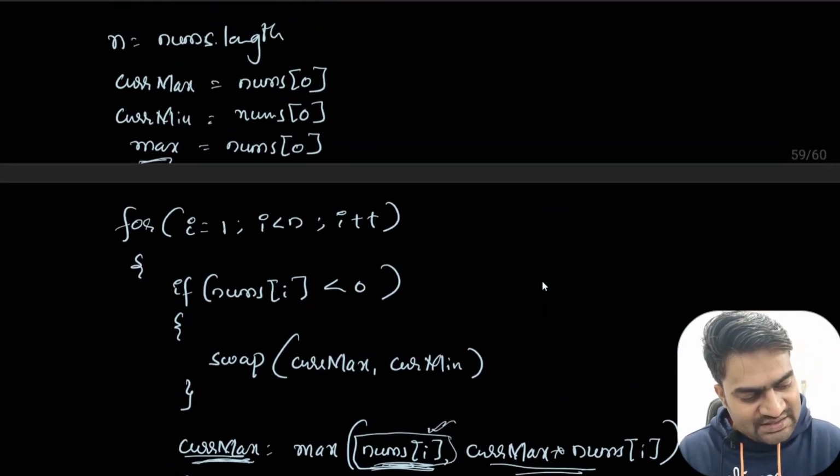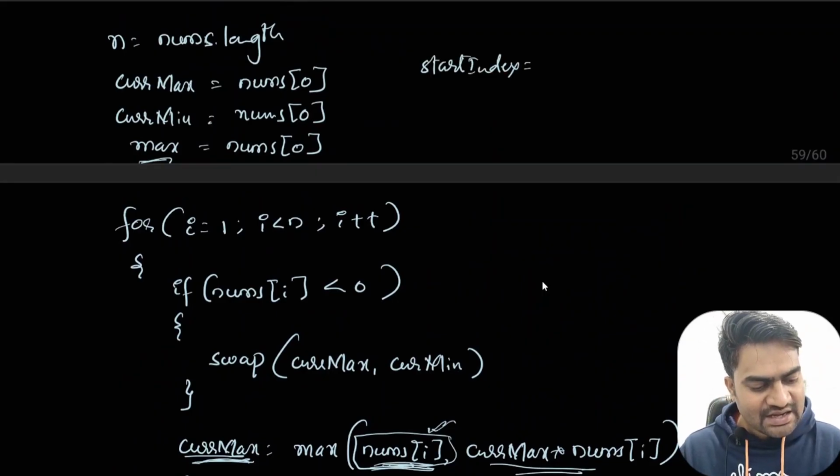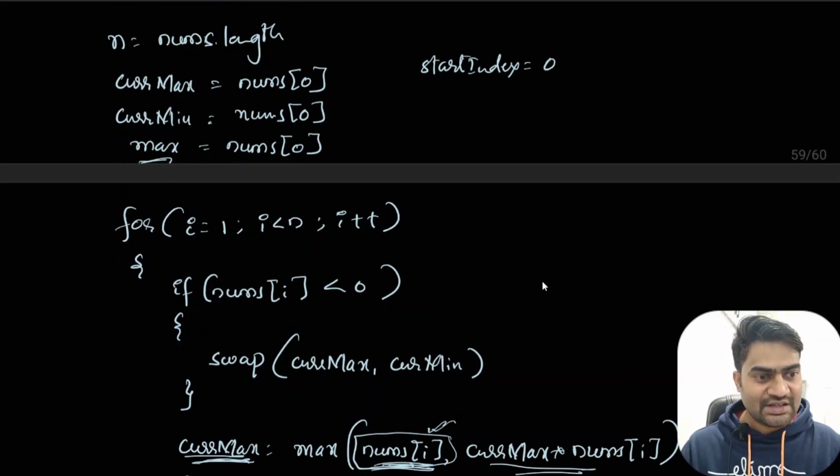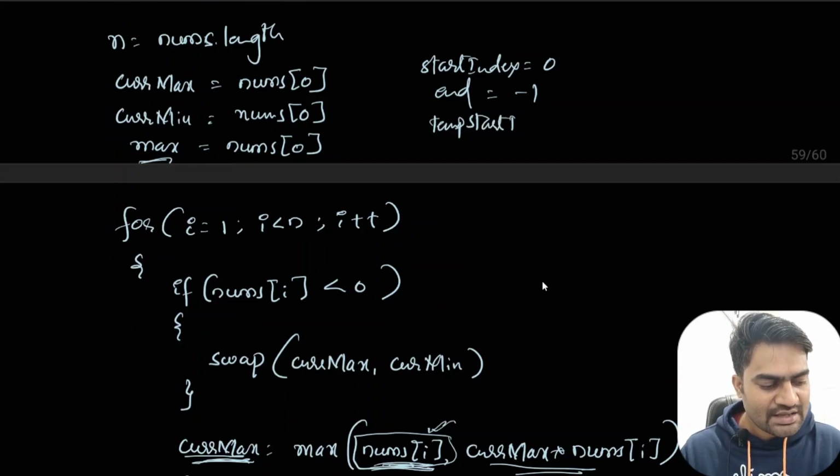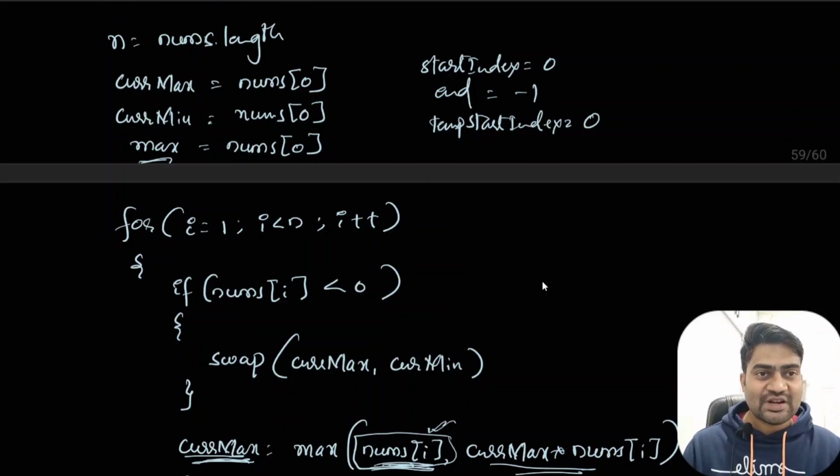Along with these things, I will take start index and initialize that with 0, and I will take my end index, which I will simply initialize with -1. Then I will take a temporary start index. Why? Because our temporary start index will give us a reference whenever we get a new subarray which contributes to the maximum product.